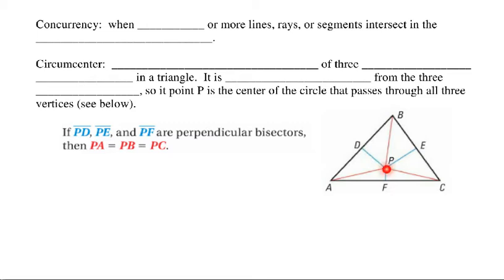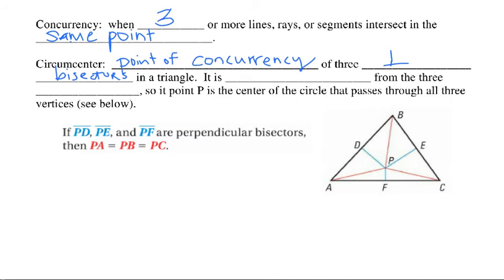The name of it when there are 3 perpendicular bisectors that intersect is called the circumcenter. Almost like the circumference, but it's circumcenter. That is the point of concurrency of 3 perpendicular bisectors in a triangle. And it is equidistant, so the point P here is equidistant from the 3 vertices, the points of our triangle. You can see in our picture that our point P is the center of the circle that passes through all 3 vertices. The blue lines in our picture are the perpendicular bisectors.